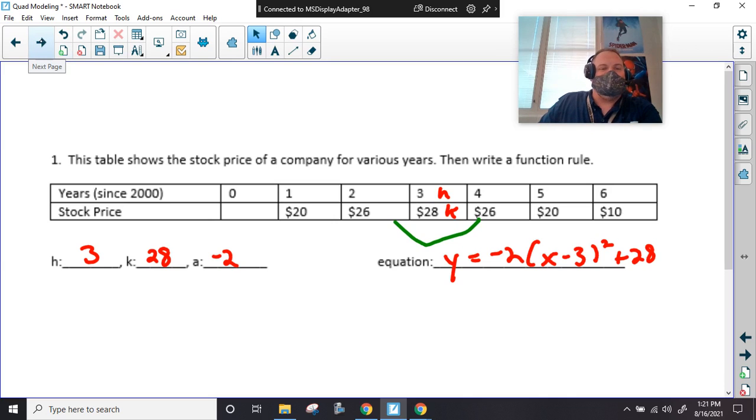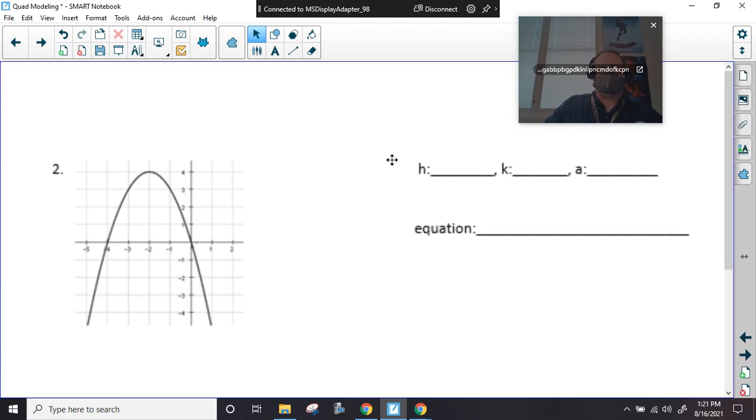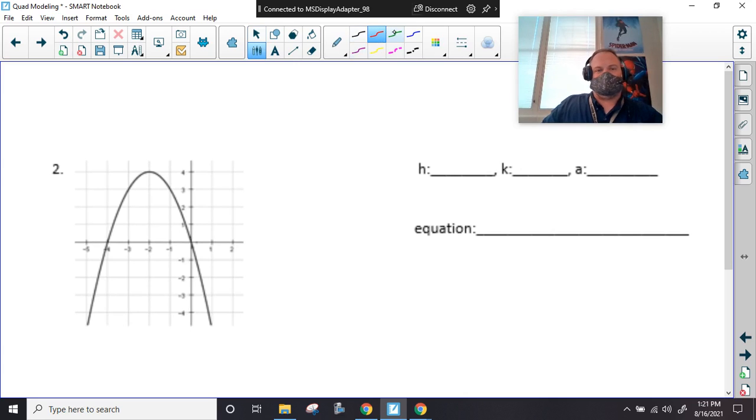All right. So we good here? Ready to move on? All right. Now we have a graph. So if we look at this graph, right here is our vertex. It's like it goes up and it's there for a half second, then it comes back down. This is our HK value, because that's our vertex. What is this coordinate point right here?